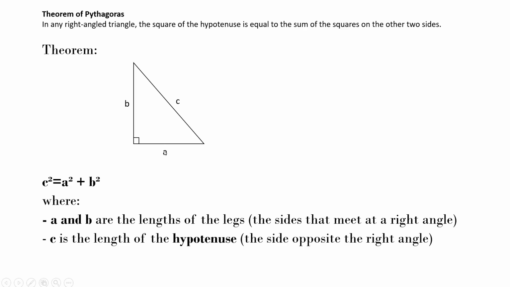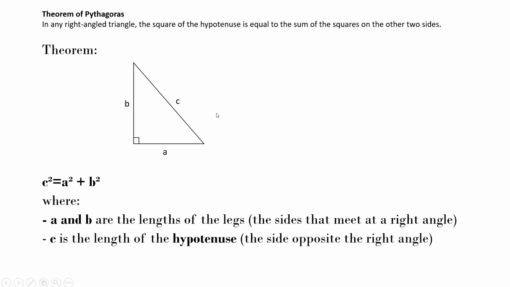So now we have a triangle here. We have the side A, the side B, and the other side C. So this is actually how it's written. This long side, we call it the hypotenuse, because it's the longest side. And then check here. Here's the formula. We say c squared equals a squared plus b squared, where a and b are the lengths of the legs, the sides that meet at the right angle, meaning this and this one. C is the length of the hypotenuse, the side opposite the right angle.